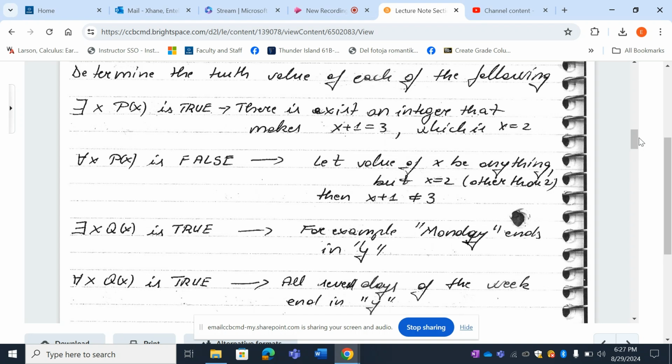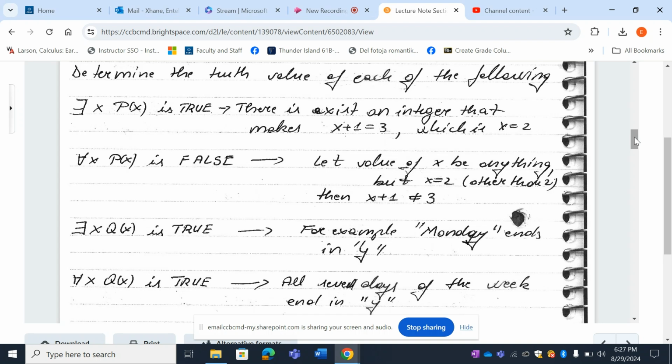And then the universal quantifier, for all x, q of x, is true. Why? For all x, q of x is true in the domain days of the week. If you look at every single day of the week, they all end in y. So we can say all days of the week end with y. No matter what x you select in the domain days of the week, the statement is going to be true. So different from the previous one, looking at the domain, you may end up with predicates that are always true, no matter what you select.